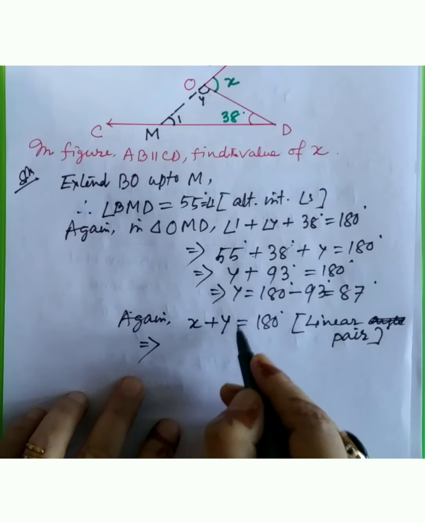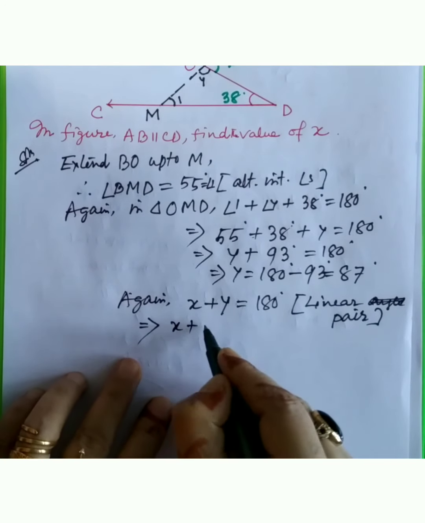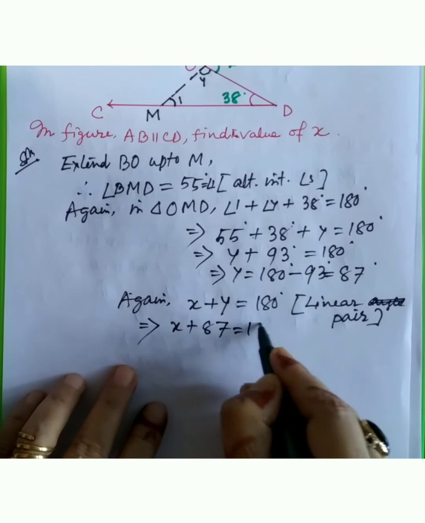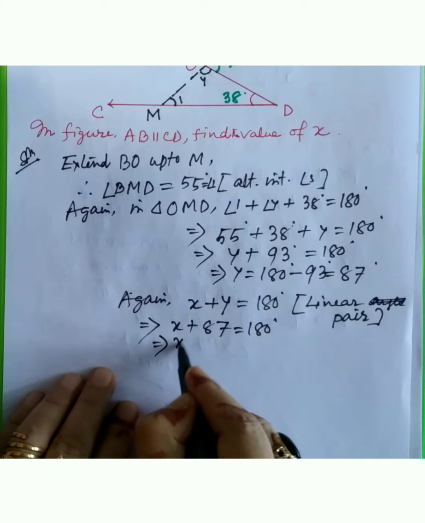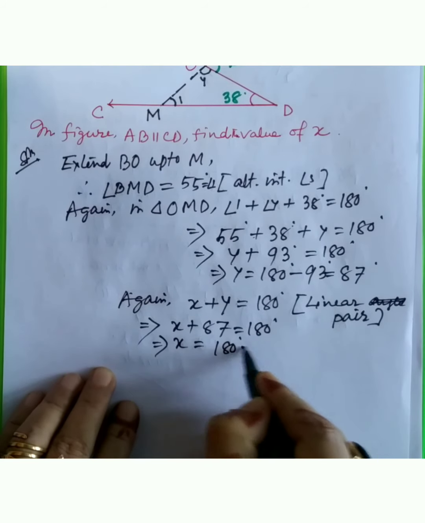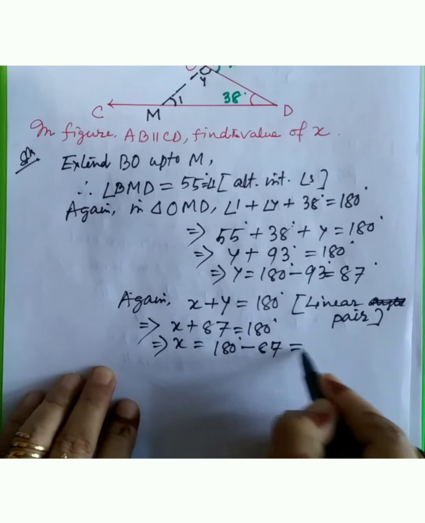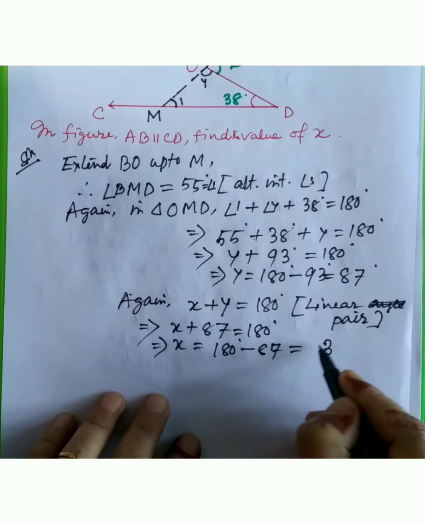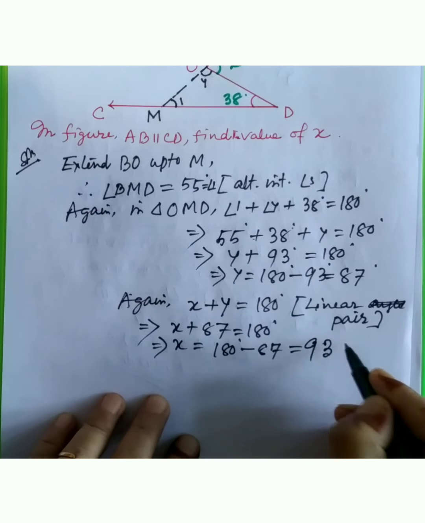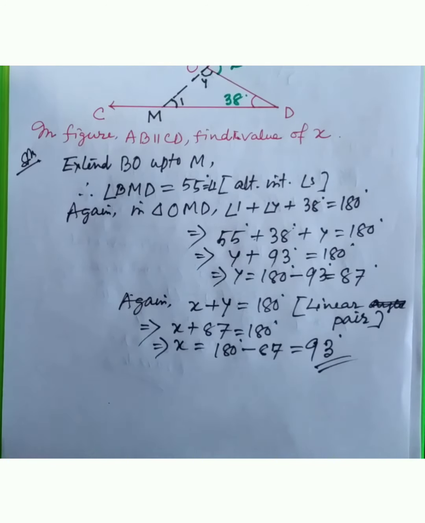When we put the y value, what will happen? x plus 87 is equal to 180 degree. This implies x is equal to 180 minus 87, which is 93 degree. So this is the answer.